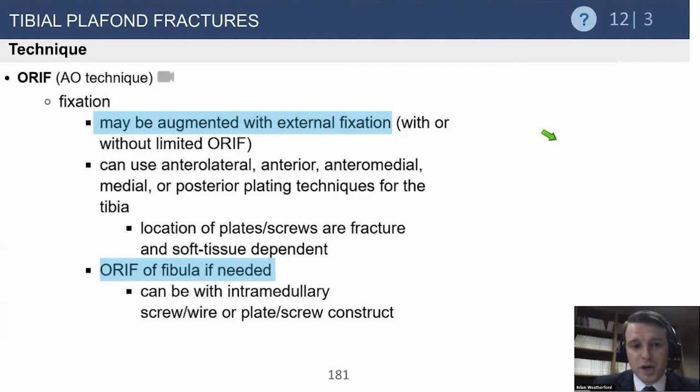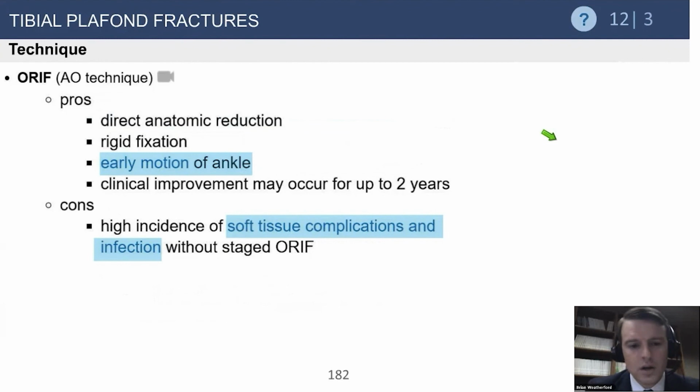Fixation can sometimes be augmented with external fixation. Sometimes you cannot safely place a plate in an area where you would like to because of severe soft tissue compromise, and therefore you can sometimes place an external fixator to support your articular reconstruction. There are multiple pathways to fix the joint: anterolateral, anterior, anteromedial, medial, posterolateral, posteromedial, direct posterior. You need to be familiar with the anatomy, and you can safely expose this in a number of ways. Fixation of the fibula can be performed with an intramedullary screw or plate and screw depending on the fracture pattern.